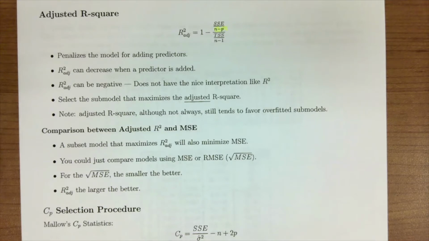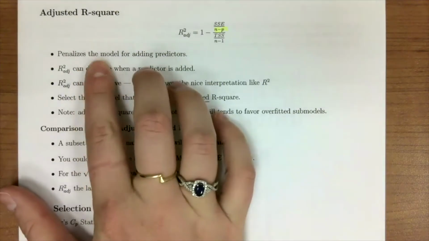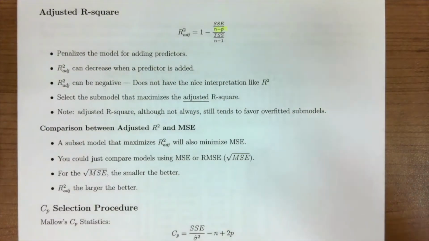Okay. When you're looking at the various models, though, you want to find the submodel that's going to maximize the adjusted R squared. Now, while the adjusted R squared also does compensate and penalize for the increase of our models, it is still probably going to tend to overfit some submodels, okay?